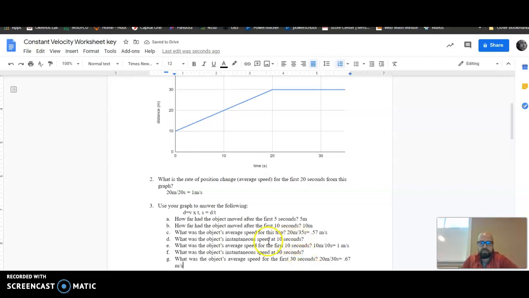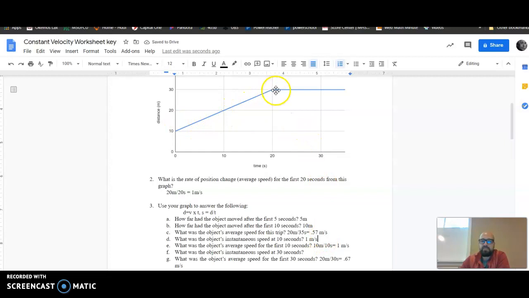So that leaves us just with 2, which are instantaneous speed. That's the speed at any point. So like right at 10 seconds, how fast am I going? Or right at 30 seconds. I have to use the clues from my graph or what the problem tells me. I know this line tells me I'm going a constant speed of 1 meter per second. So at any point on there, at 10 seconds here, I'm going 1 meter per second. So my instantaneous speed at 10 seconds is 1 meter per second.